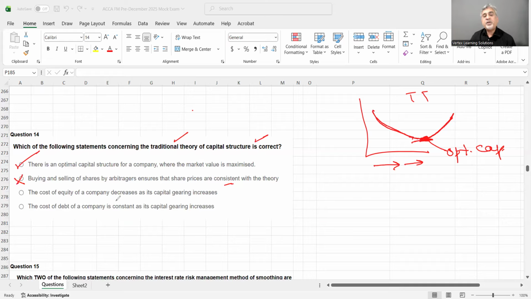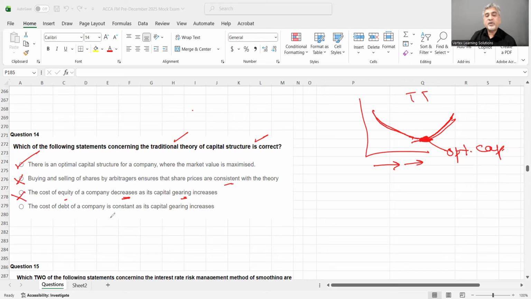The cost of equity of a company decreases as its capital gearing increases. No, it says that if you add more debt, cost of equity goes down. This is actually opposite, because if you add more and more debt, ultimately cost of equity starts going up because ordinary shareholders say there is more risk, give us more money. So this is not the answer.